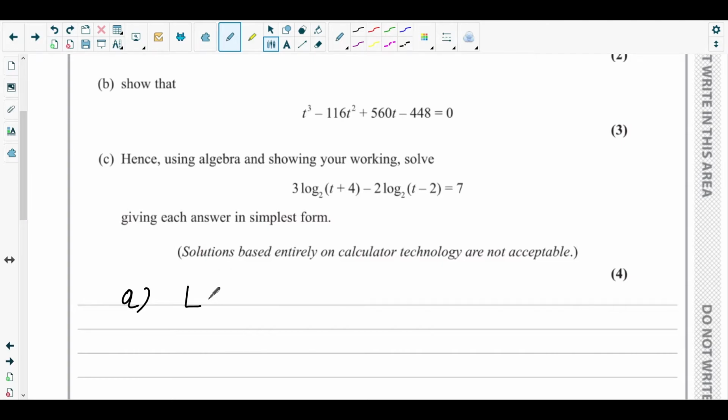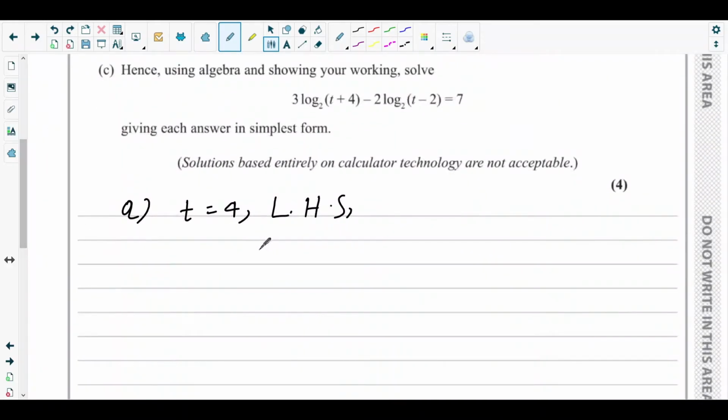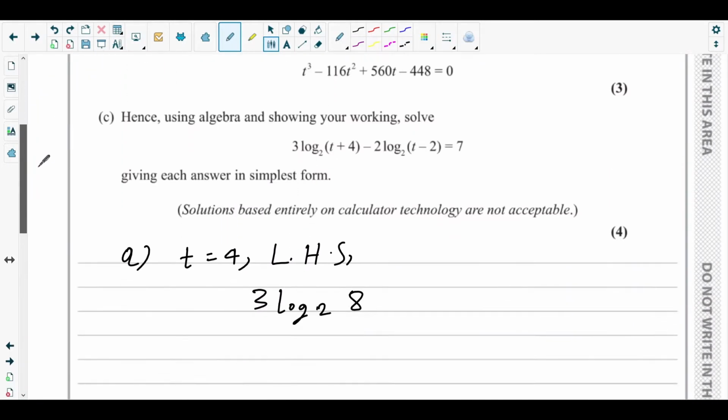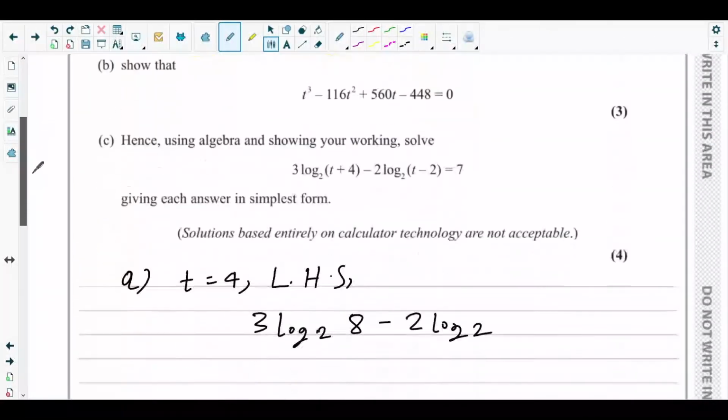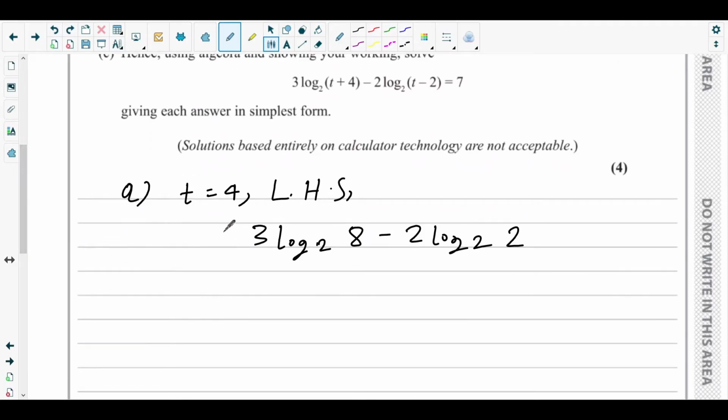So consider the left hand side. If you put t equals 4, the left hand side would be 3 log base 2 (t plus 4), that is 4 plus 4, which is 8, so log base 2 of 8, and then negative 2 log base 2 (t minus 2). So 4 minus 2, which is 2. So this is basically the left hand side.